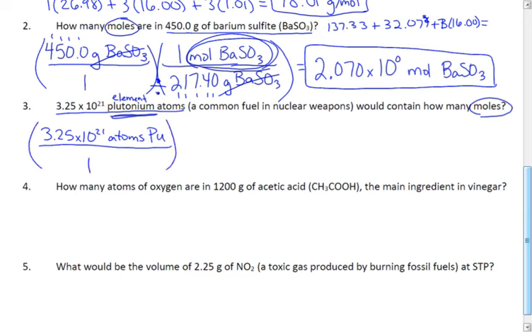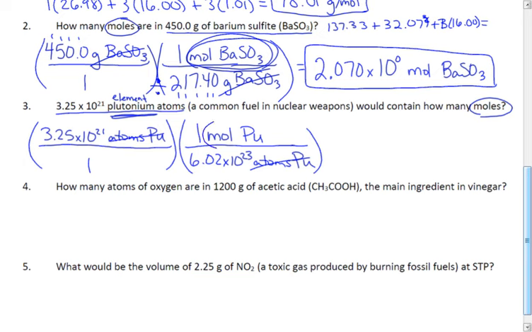And then we're going to use Avogadro's number. And since atoms is on top, we need to put our 6.02 times 10 to the 23 atoms on the bottom. And that's equivalent to 1 mole of plutonium. Our atoms will cancel. We'll be left with moles of plutonium. And again, since this value is on the bottom here, we're going to divide.